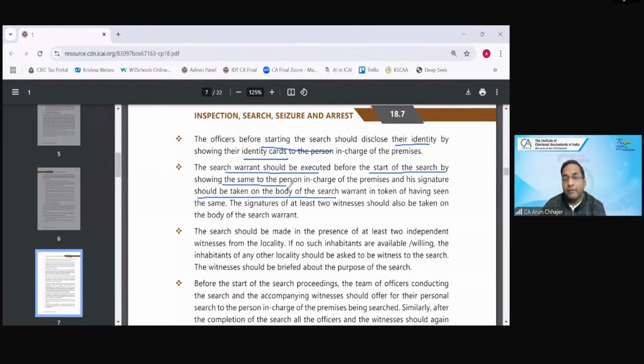The search warrant should be executed before the start of the search by showing the same to the person in charge, and his signature should be taken on the body of the search warrant in token of having seen the same. वापस रिपीट करता हूं. Search warrant should be executed before the start of the search by showing the same to the person in charge of the premises, and his signature should be taken on the body of the search warrant as a confirmation that, yes, उसने देख लिया है. Signature of at least 2 witnesses should also be taken on the body of the search warrant. ठीक है.